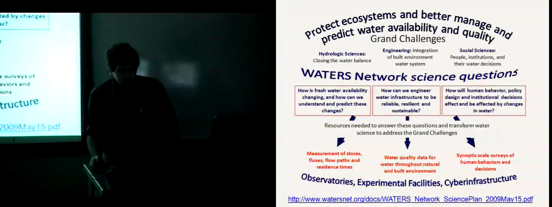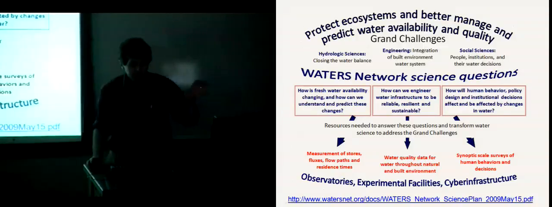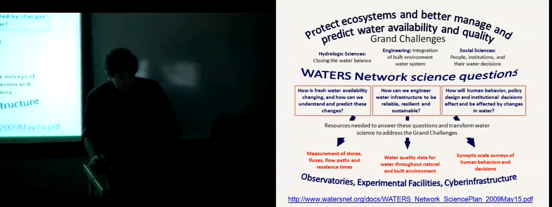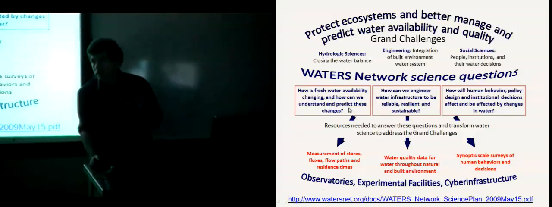This shows how, when we were working on that report, we took that grand question about protecting ecosystems and better managing and predicting water availability and distilled it down into specific questions under each of the groups: hydrologic science, engineering, and social science. So you can see the integration of the natural environment, the built environment, and what people do in terms of what would be investigated. How is freshwater availability changing, and how can we understand and predict this? Most of my research would probably fit into that area.